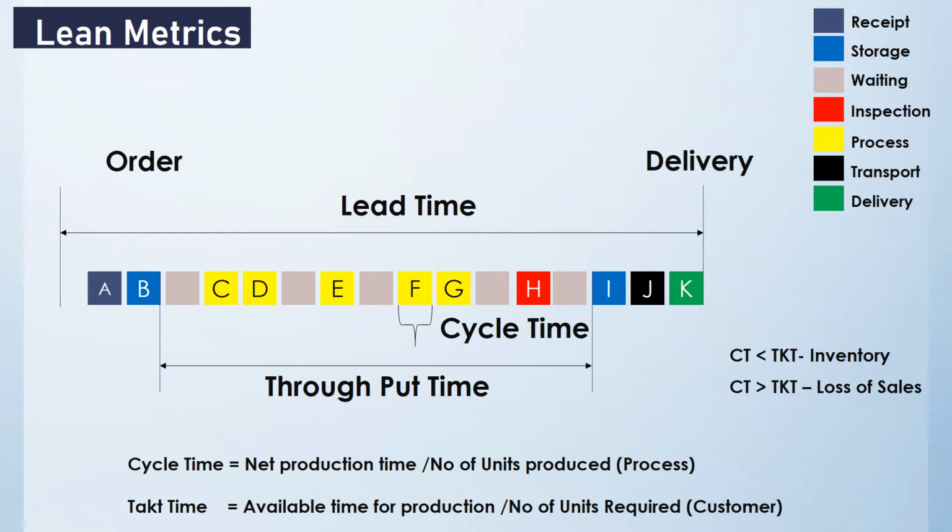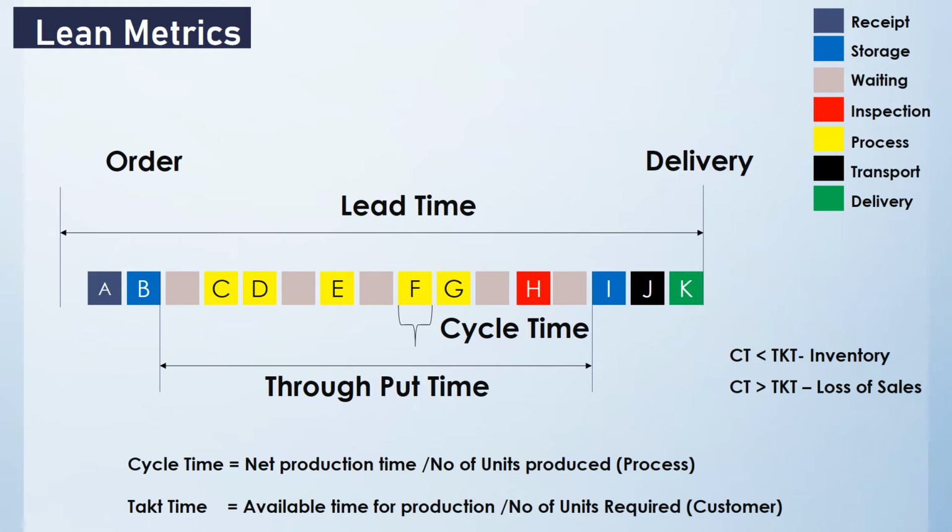Final one is takt time. Takt time is the available time for production divided by the number of units required. For example, your available time for production of any product is 100 minutes. If a customer wants 50 products in that time period, that means your takt time is 2. It's a simple division of available time by customer demand. Normally takt time and cycle time should be equal or nearby.